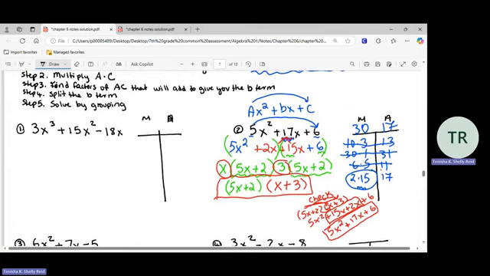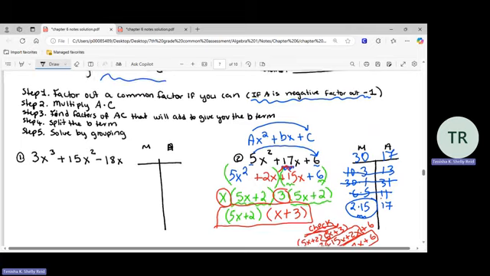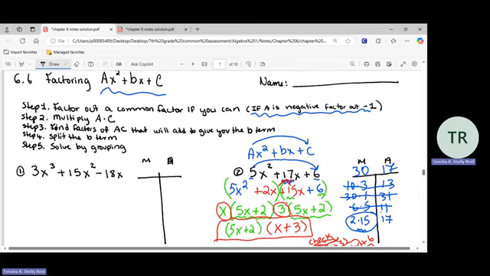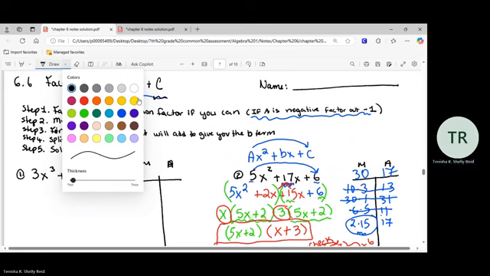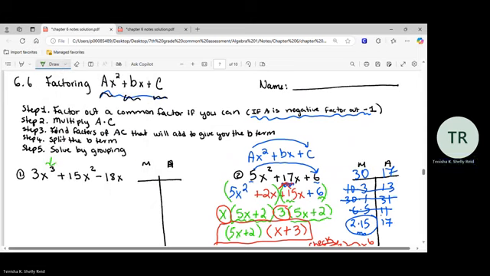I'm going to do number 1 because there's a problem. I can only use this process if it's a quadratic trinomial, in the format ax squared plus bx plus c: a number times x squared, a number times x, and a number c. In this case, the highest degree that I see is a 3. That means I can't apply this to that. I need to factor something out first.